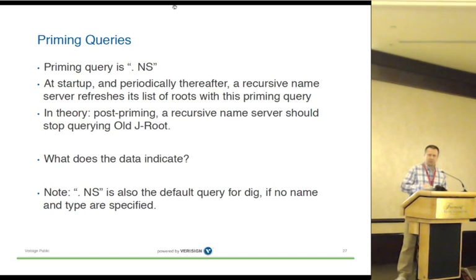When thinking about this, we wondered a lot about priming queries. A priming query is when the recursive starts up, sends a priming query, and gets the current list of addresses. You would expect that to happen, and you would expect the recursive name server to learn the new address of J and stop hitting the old one. So why does that not seem to happen? This is a little bit complicated because the priming query is also the default query for dig. If you just run dig without any command options, it'll do the same thing. So we might be seeing that.